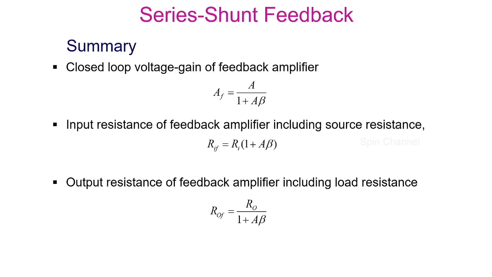To summarize, the closed loop voltage gain of the feedback amplifier is given by AF equal to A divided by (1 plus A beta), and the input resistance of the feedback amplifier including the source resistance is given by RIF equal to RI into (1 plus A beta), whereas the output resistance of the series shunt feedback amplifier is given by R0F equal to R0 divided by (1 plus A into beta).